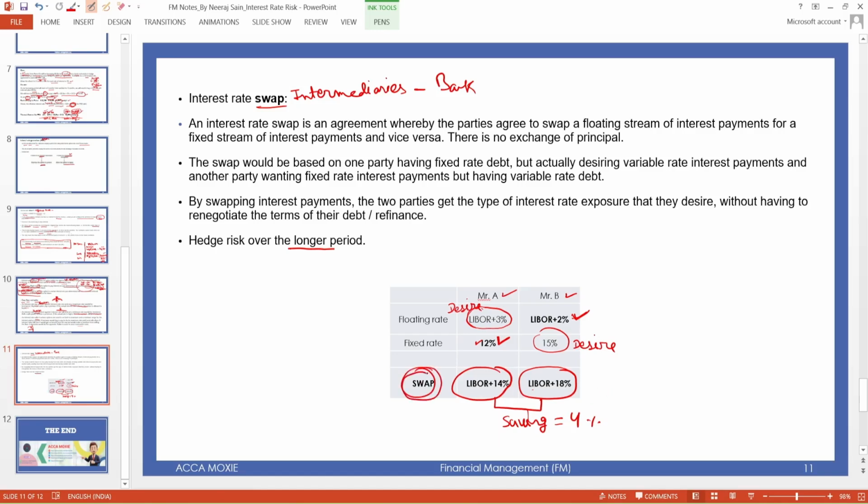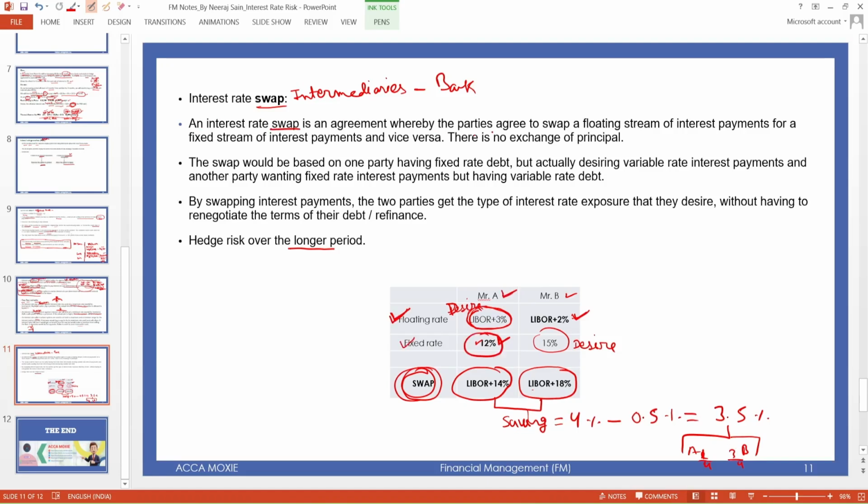In this we use a swapping method to swap the interest rate so that their desire can be fulfilled. Their desire will be fulfilled by the swapping arrangement. This swap is done by the bank, and the bank will generally charge, let's assume, 0.5%. So only 3.5% is the benefit that has to be distributed between A and B. Generally in AFM questions a ratio, like 1:4 or 3:4, or any ratio is given in the question. This benefit will be distributed between A and B.